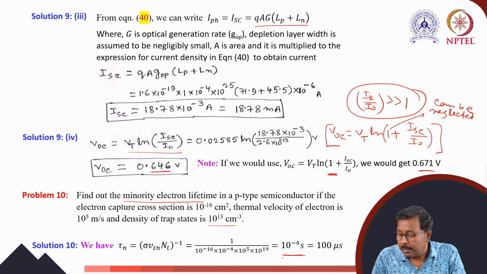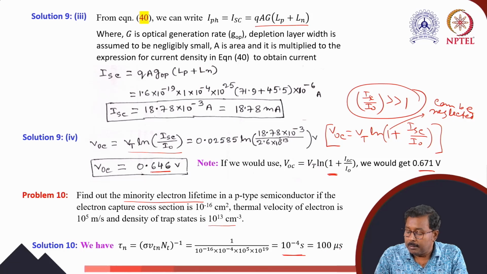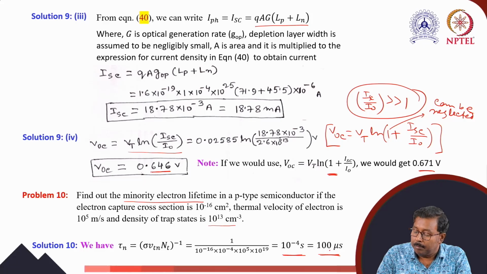Or you can say 0.1 millisecond. 100 microsecond. This is the carrier lifetime. You see the order of the value, this is 100 microsecond.